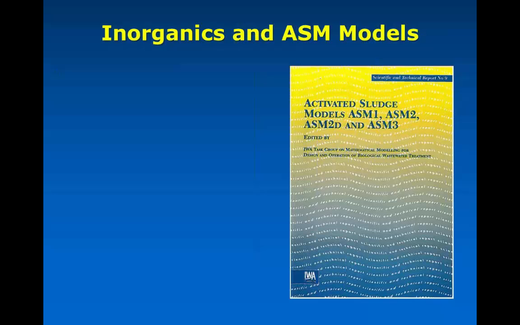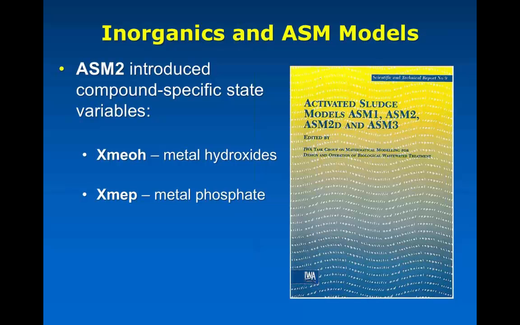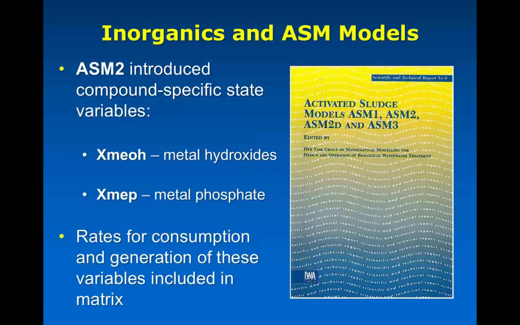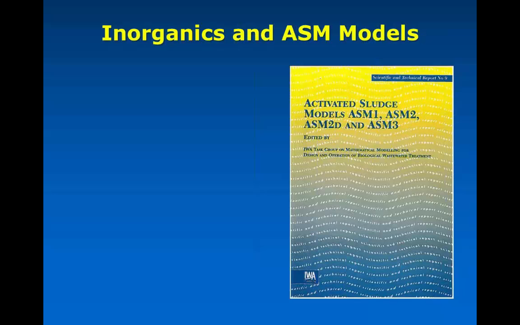Okay, now moving forward in time, about 7 or 8 years, to get to ASM2 and subsequently ASM2d. This was the first time in which the development of these models took into account state variables specifically for inorganic materials. So there were XMeOH and XMeP, which are the metal hydroxides and metal phosphate that are part of the ASM2d model. This was developed primarily to introduce methodologies for us to be able to include the use of iron to remove phosphorus, and so those state variables became part of that model. And in the model matrix, there are rates for consumption and generation of these two particular units. So they're accounted for along the way.